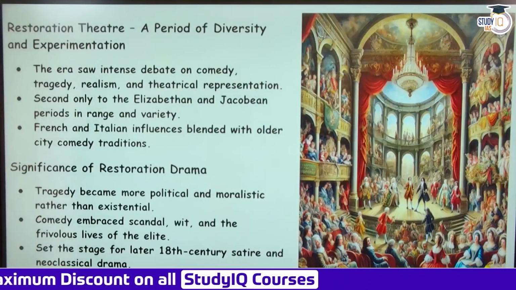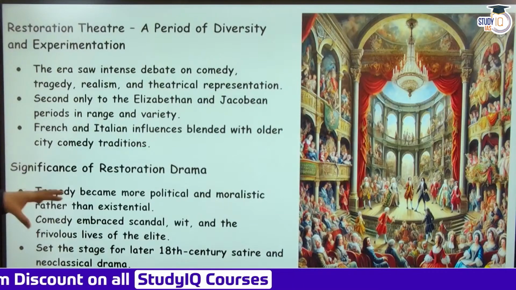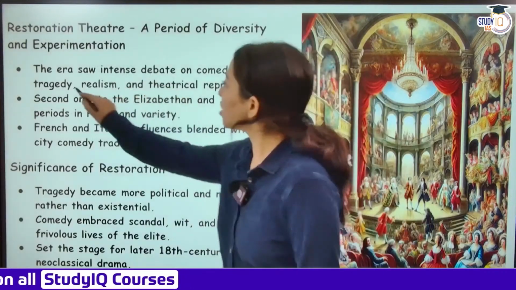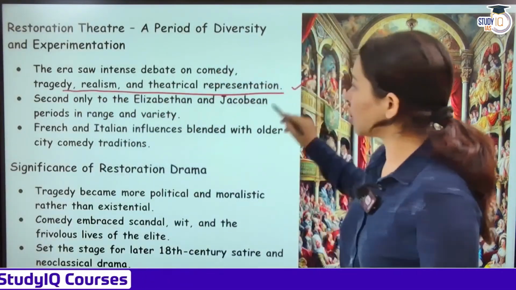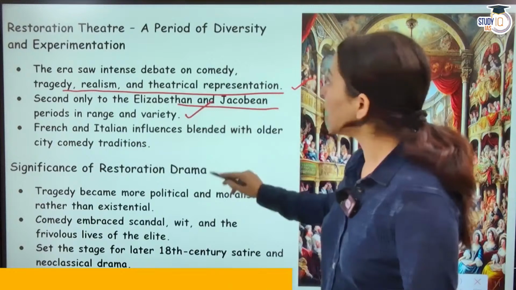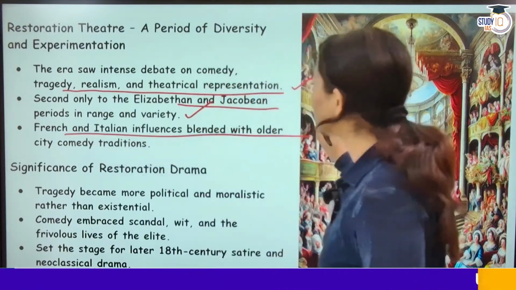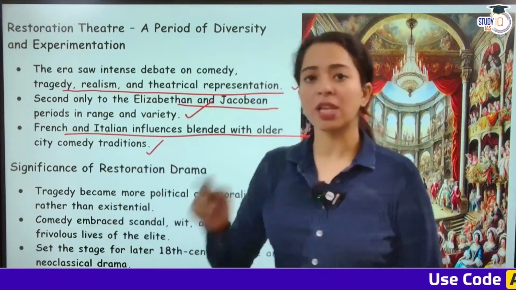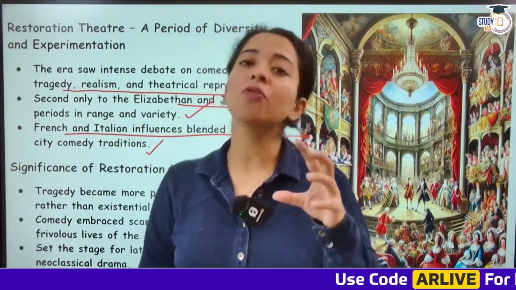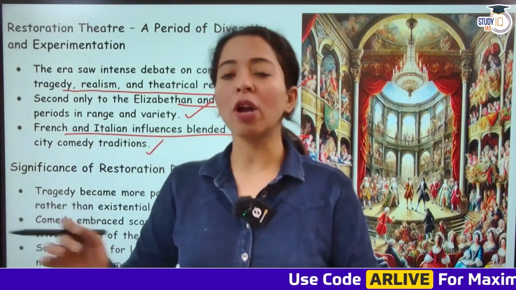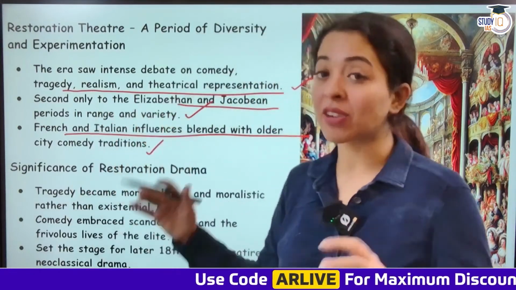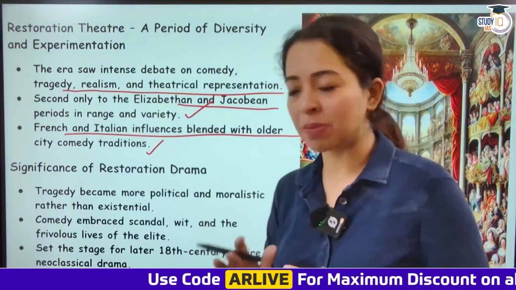Now coming to Restoration theatre, a period of diversity and experimentation. So this era saw intense debate on comedy, tragedy, realism, and theatrical representation. This was second only to the Elizabethan and Jacobean periods in range and variety, and French and Italian influences blended with older city comedy traditions. You know why French influence was there? Because in 1660, when Charles II came, he came from France. With him, he brought a significant level of French influence, and this showed in the plays, in the Restoration comedies, actually vividly exhibited.